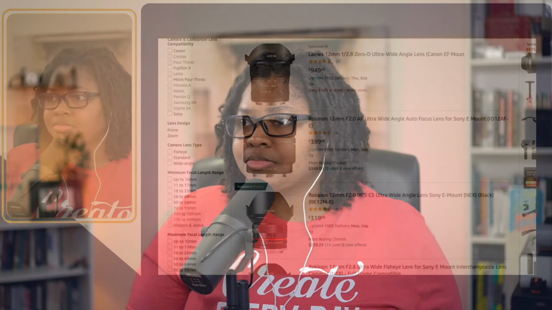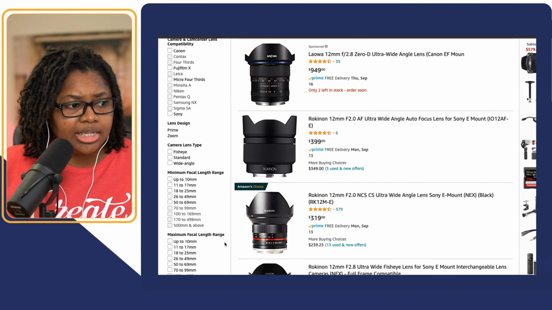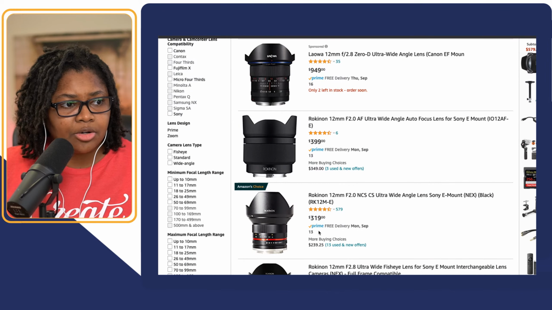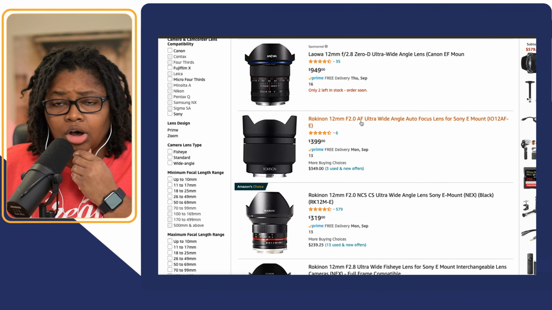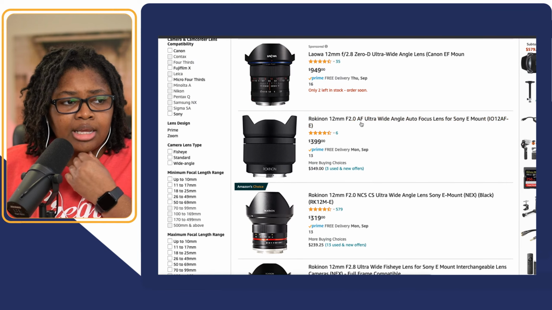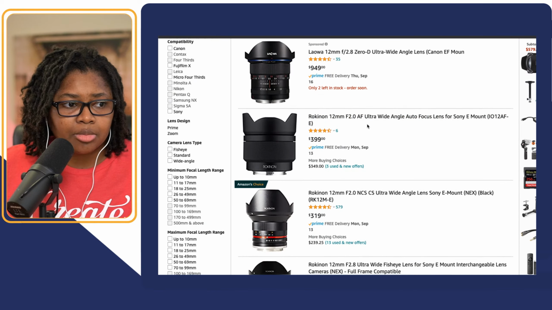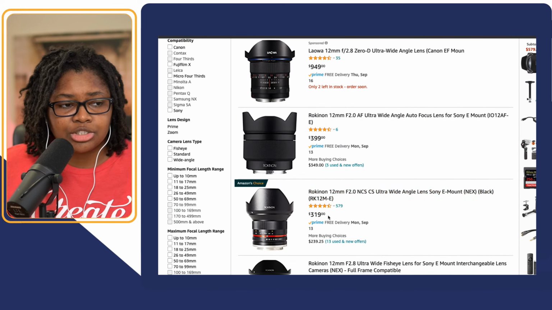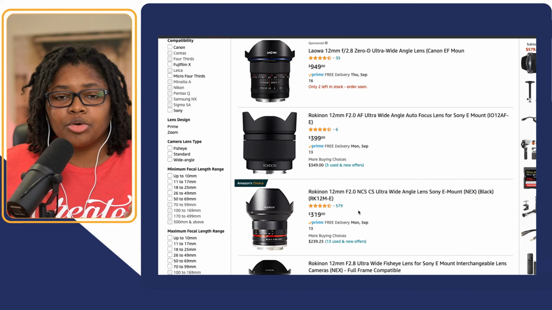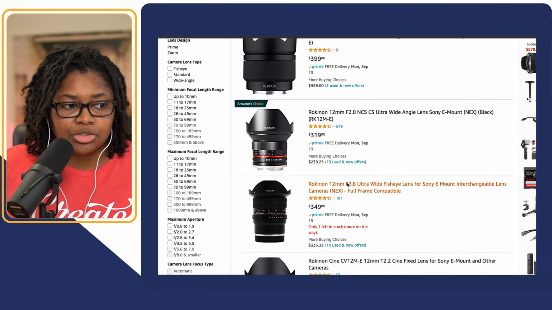Let's take a look, see. So this was the lens that had gone on sale. It was the Rokinon 12mm f2, has autofocus. That's what the AF means. It is wide. It was on sale for $199 for a couple days at least. This one down here that's cheaper is a manual focus. So if you want to be in focus, you need to twist the ring to do that.